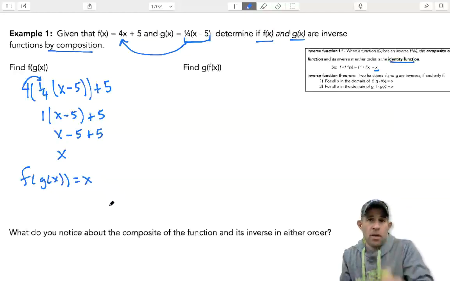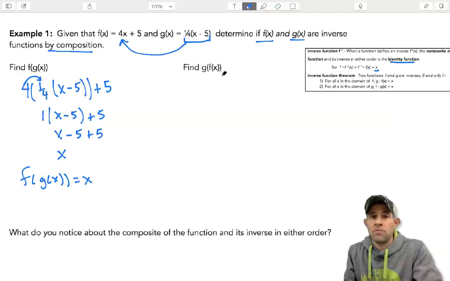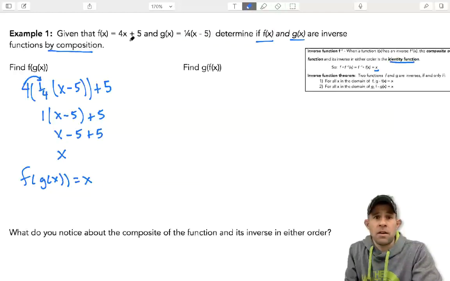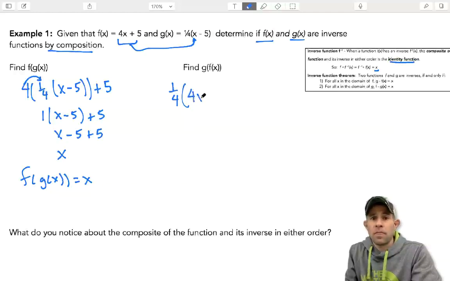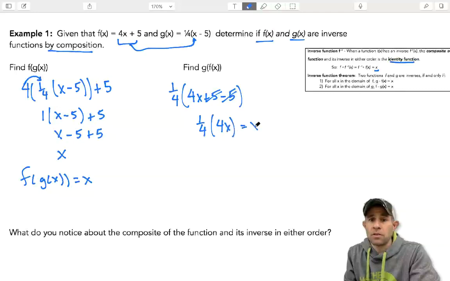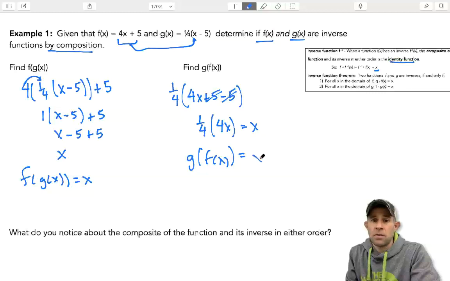Now let's flip-flop that and find the composition g of f of x. So now we're going to go back the other way, and we're going to take our f of x and substitute it into our g of x every time we see x. So we have 1/4 times 4x plus 5 minus 5 inside the parentheses. Now we're going to simplify what's inside the parentheses first. The positive 5, negative 5 goes away. We have 1/4 times 4x, which results in x. So we say g of f of x is also equal to x.